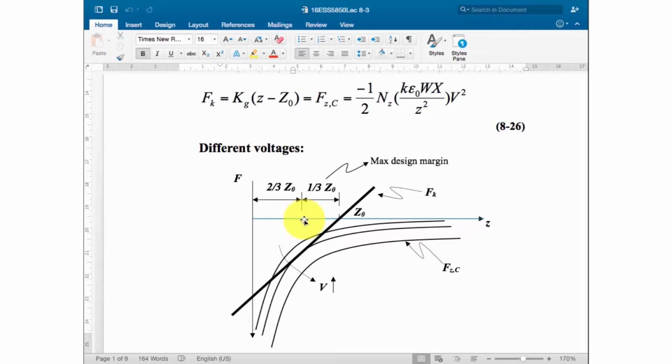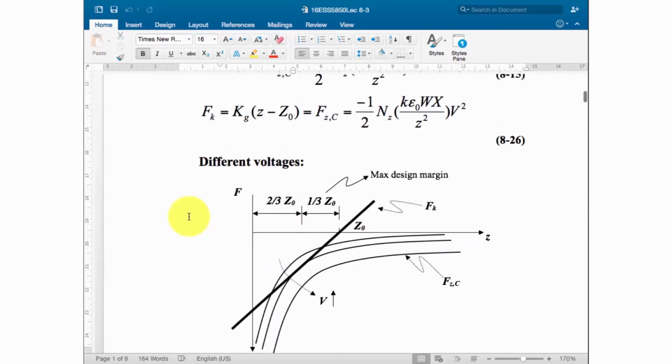So you cannot go further. Going further will be pulling, but in this position there will be a separate area for the second curve here. That's the maximum distance you can go for this actuator.